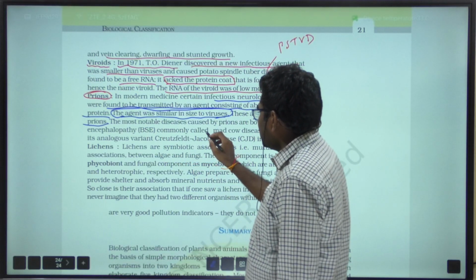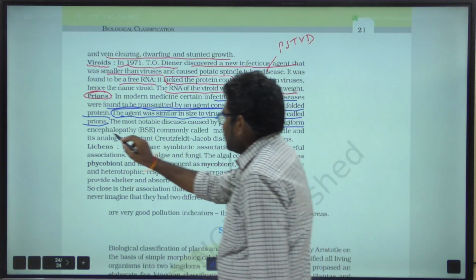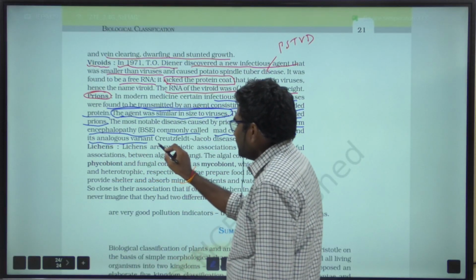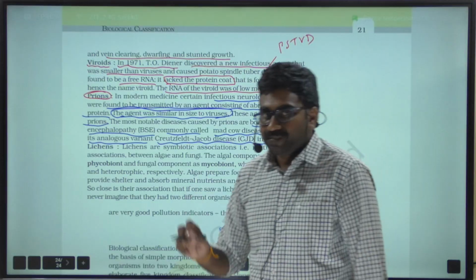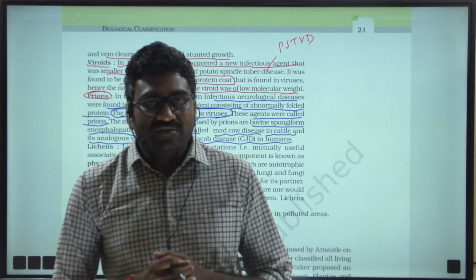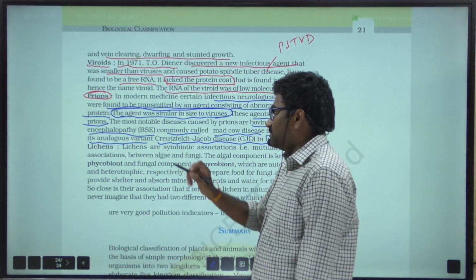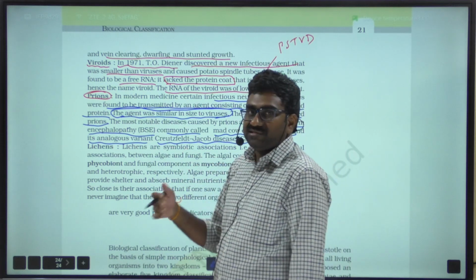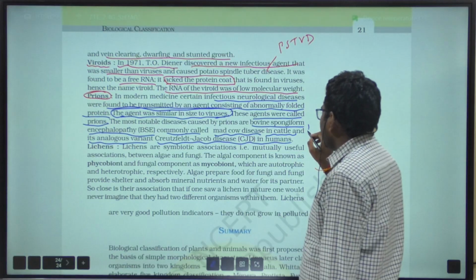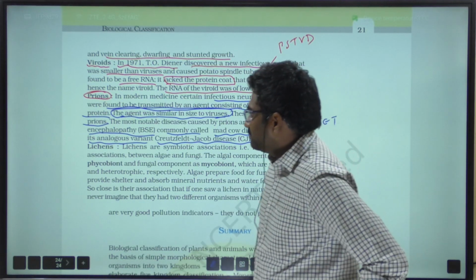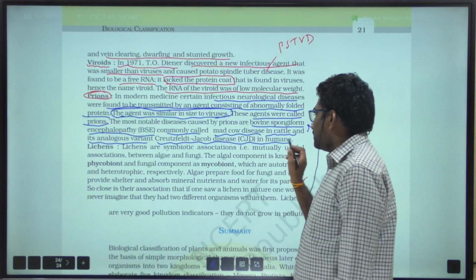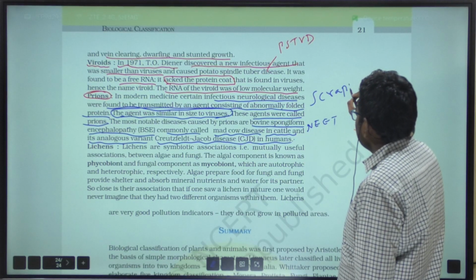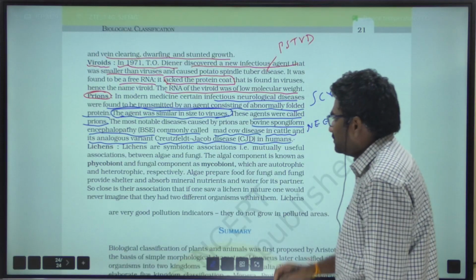The most notable diseases caused by prions are bovine spongiform encephalopathy, BSE, commonly called mad cow disease in cattle, and its analogous variant in humans, Creutzfeldt-Jakob disease, CJD. Remember, this question was asked many times in the NEET examination. Very, very important. Prions also cause scrapie disease in sheep.